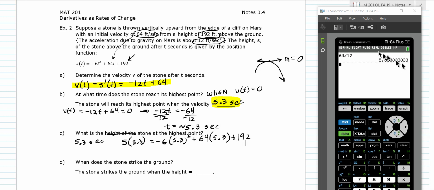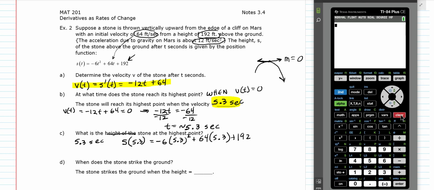Okay, now when I put this in the calculator, I'm just going to put more decimals in for a little bit greater accuracy. You don't necessarily have to do that. So I'm going to go negative 6 times 5.3. I'll just put several decimals in there like that. And then plus 64 times 5.3. You can put several decimals. You could actually put the fraction in there too. You could put 64 over 12 and it would be precise. And then plus 192. And then that gives this.